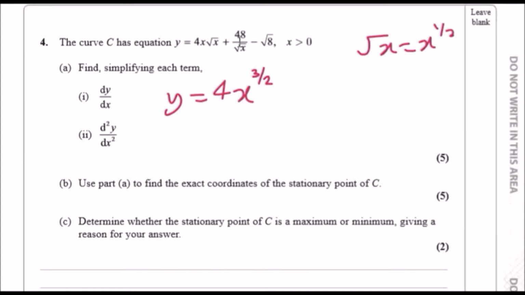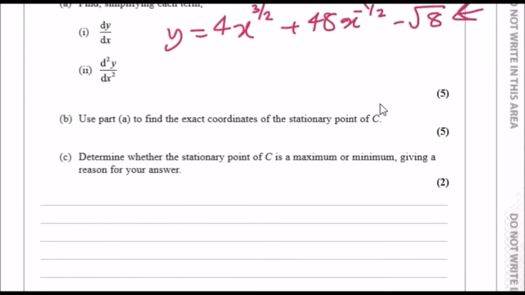Next, the second one, if it's 1 over root x, remember root x is x to the power half, and because 1 over will be negative half, it'll be plus 48 x to the power minus a half, and then minus root 8. And remember, this is just a constant, so try not to get confused with this root. Okay, so now we just differentiate the first two terms.